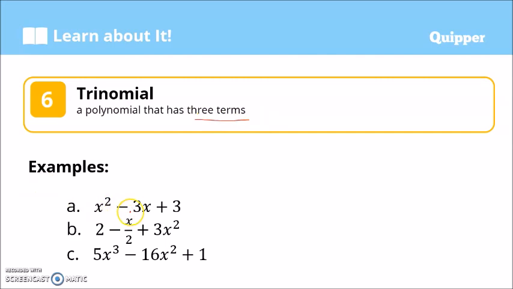Example, x squared minus 3x plus 3. Again, our terms are separated by plus or minus signs. So x squared is the first term, the second term is negative 3x, and the third term is 3. So, three terms. Here, 2 minus x over 2 plus 3x squared: three terms, we have 2, negative x over 2, and positive 3x squared. 5x cubed minus 16x squared plus 1, three terms also. So, these are called trinomials.